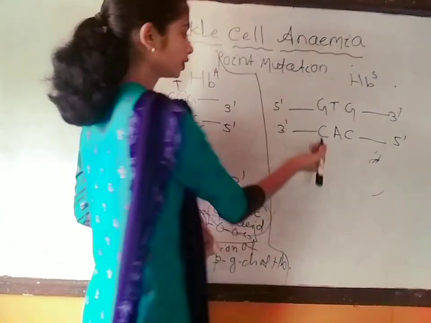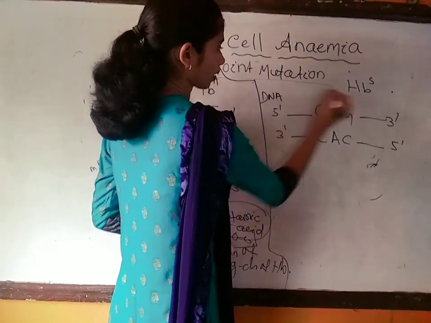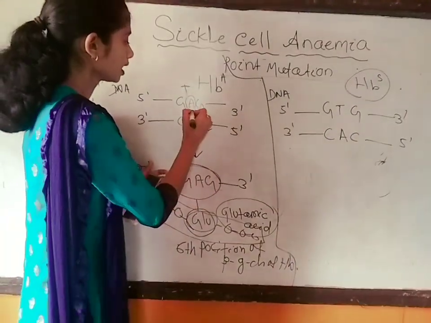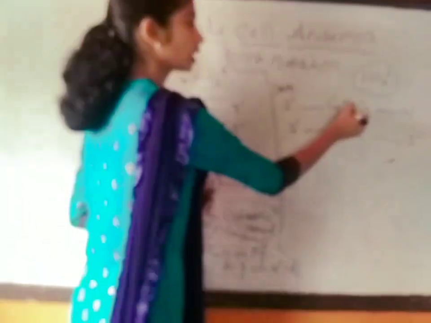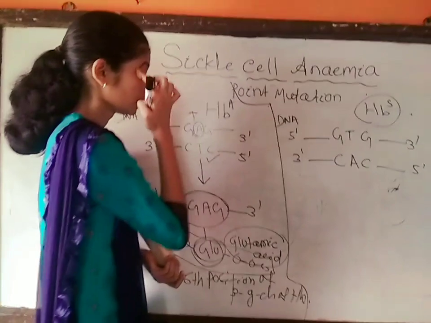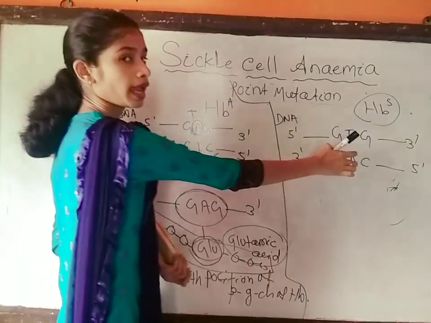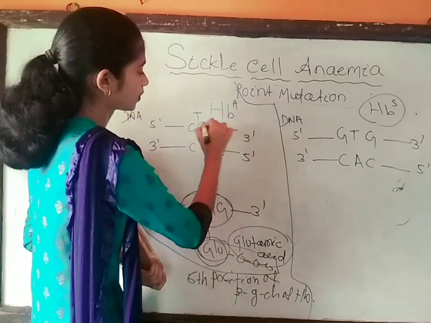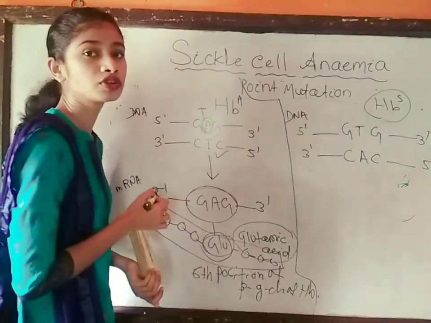Next strand will be CAC. That means T replaced A. Here T replaced A, so we find GTG. It's not A; here in the normal it is adenine, and A is replaced by T, so here we find T.